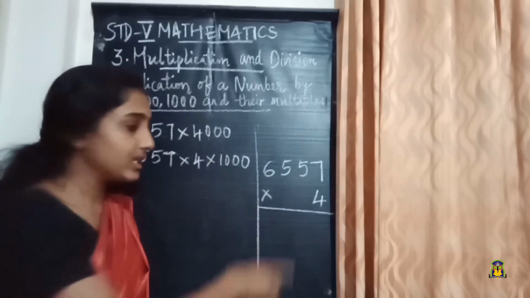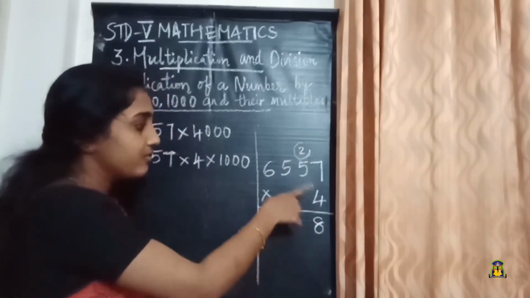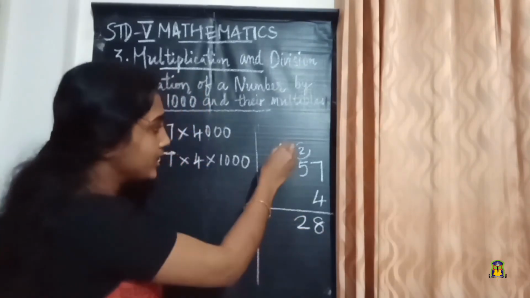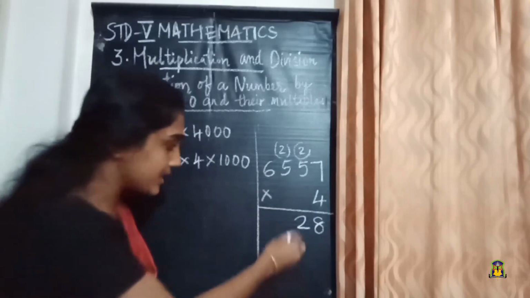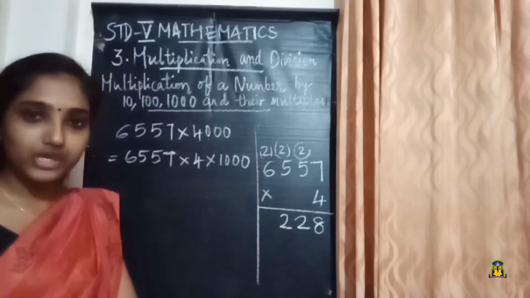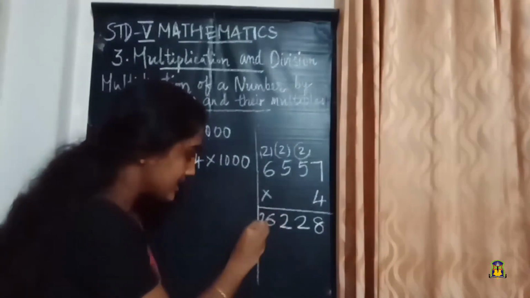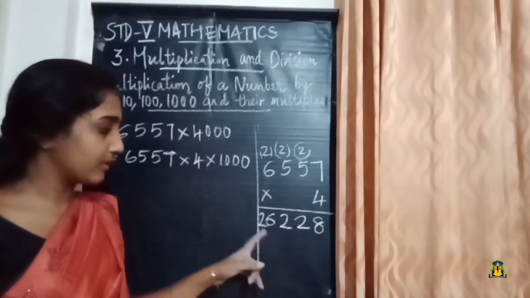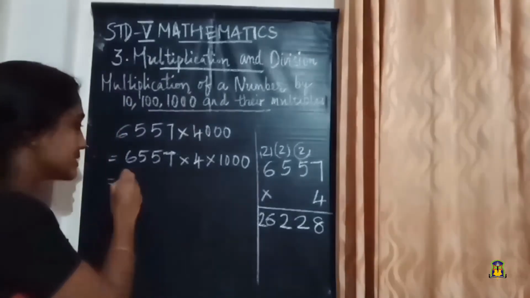So on multiplying it, 4 into 7 gives 28. So 8 we are writing here and 2 is carried. 4 into 5 gives 20. 20 plus 2 is 22. So we are writing 2 here and 2 is carried. 4 into 5 again gives 20. 20 plus 2 is 22. So we are writing 2 here and 2 is carried. 6 into 4, 4 into 6 gives 24. Then 24 plus 2 is 26. So we are writing 26 here. So on multiplying 6,557 with 4, we got the answer as 26,228.